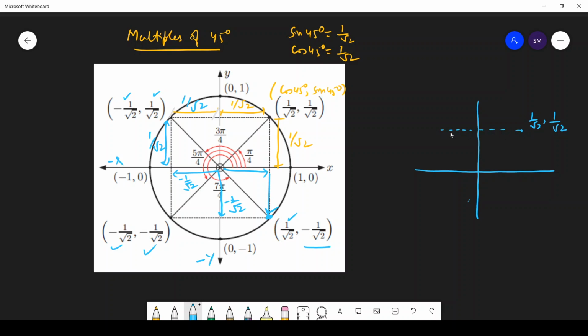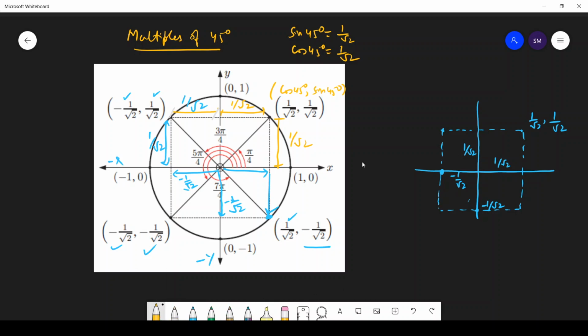Now, this length is 1 by root 2. This length is also 1 by root 2. This length is minus 1 by root 2. This location, and this location, is again minus 1 by root 2. So what are the coordinates of this point? Tell me. What are the coordinates of this point?